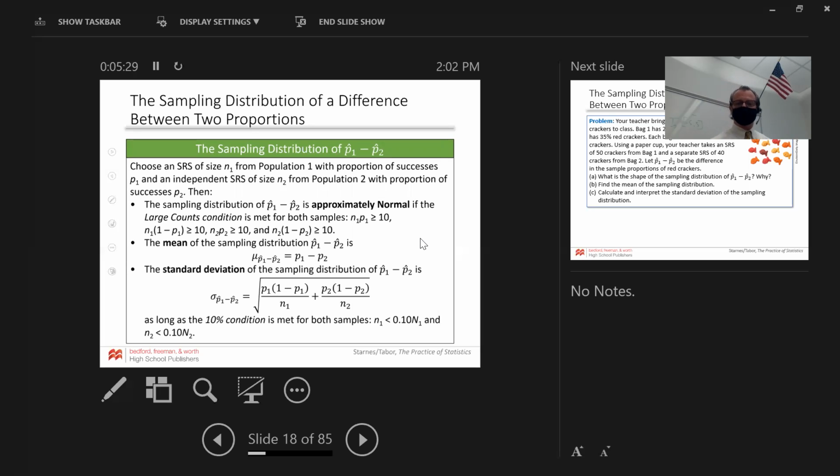So what have we got here? We've got the mean, mu, the parameter mean of the difference of proportions. We've got sigma, the parameter step of the difference of proportions.